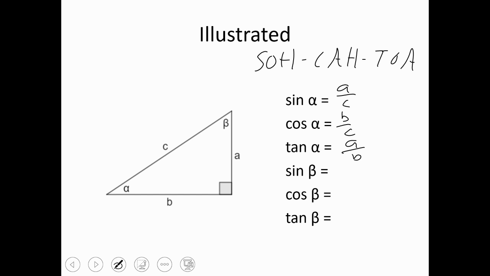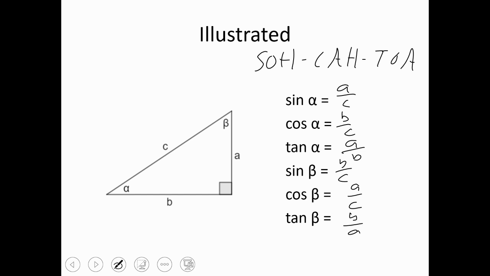All right, now let's get up from alpha and move to beta and form our ratios from that point of view. So sine of beta, sine still opposite over hypotenuse. From the point of view of beta, the opposite is B, hypotenuse is C, so we get B over C. The cosine of beta, that's adjacent over hypotenuse, which is now A over C. And tangent of beta is opposite over adjacent, which is B over A.